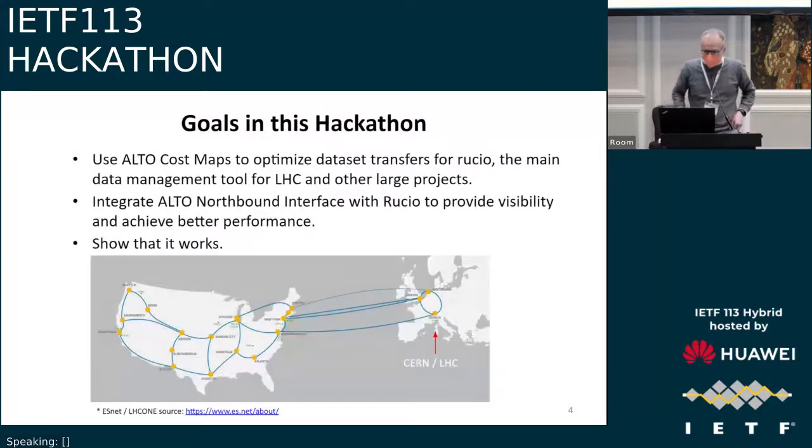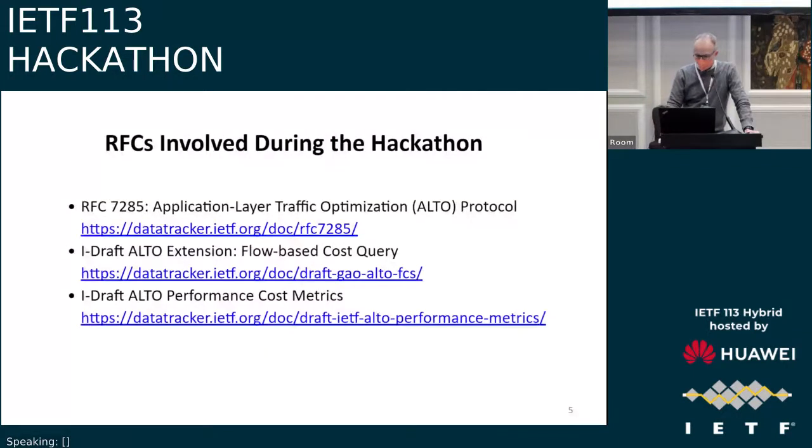The goal for this hackathon is to use Alto cost maps to optimize dataset transfers for Rusio. Rusio is the application, like I mentioned, used by scientists to share large-scale data sets. The focus is on integration of the Alto northbound interface with Rusio to provide better visibility to the application to make better decisions. Alto provides the state of the network, such as bandwidth availability or latency, depending on the dynamics of the network, and provides that information to the application so that you can make better decisions on how to upload or download these large data sets.